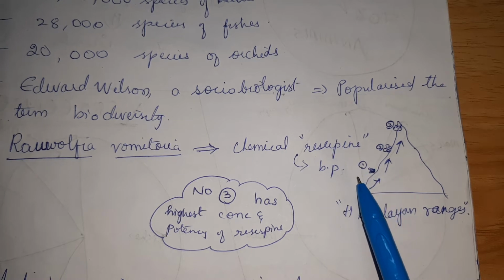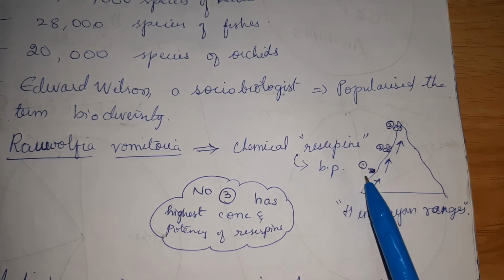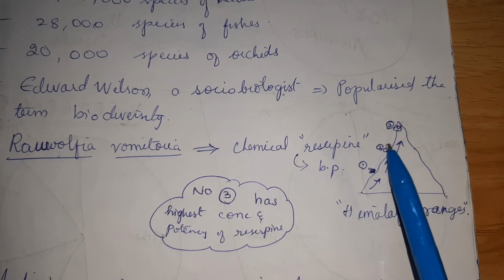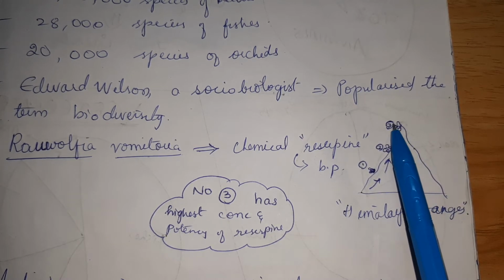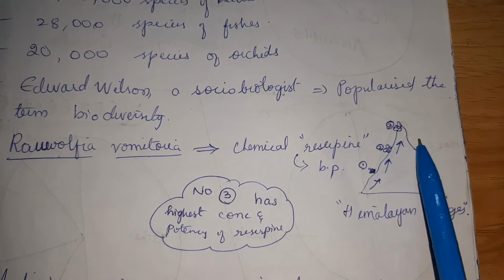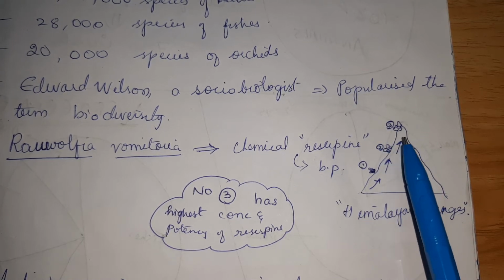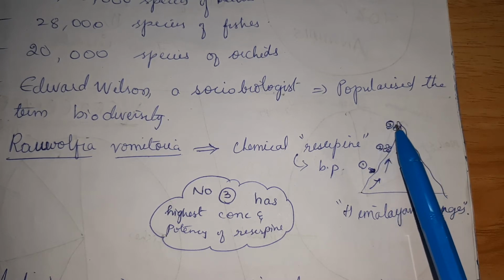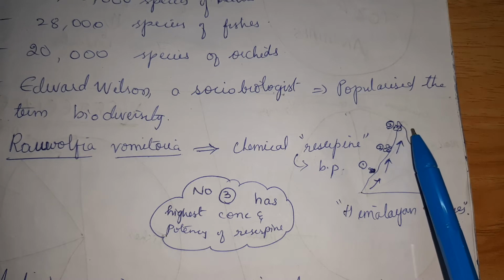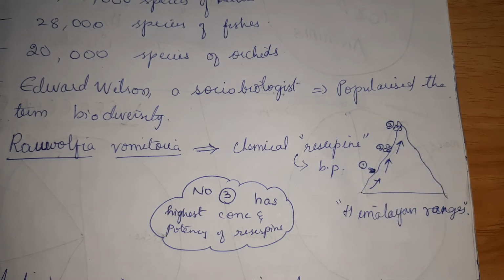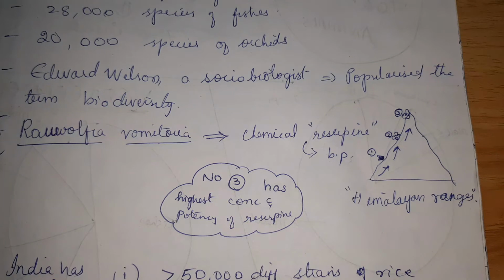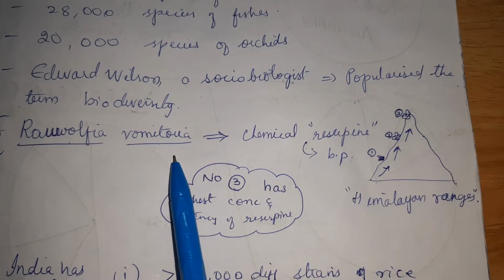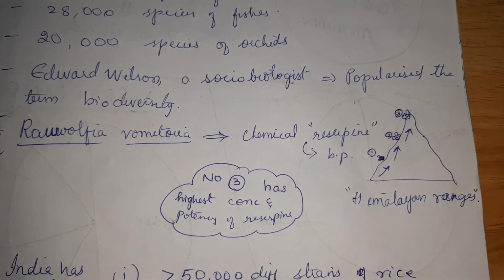As you go up, the concentration and the strength of this reserpine increases. If there is a plant of Rauwolfia vomitoria present on this range, and if you go higher, another plant is present, and on the peak you find yet another plant. The plant on a higher range will have more concentration of reserpine. So within this particular species, we have differences. This is known as genetic diversity.